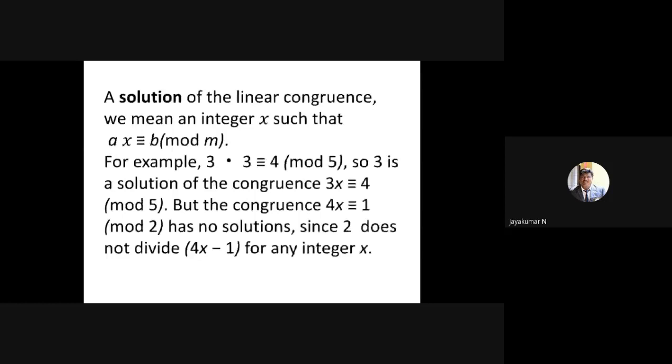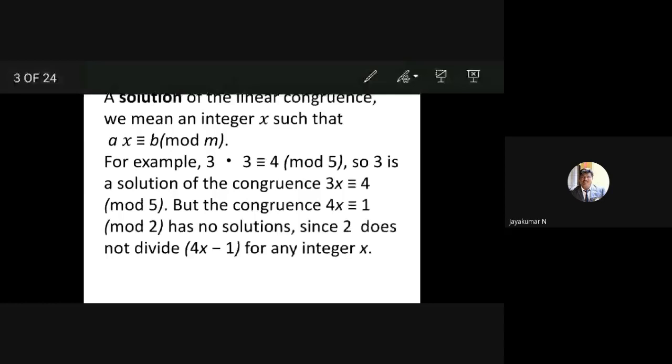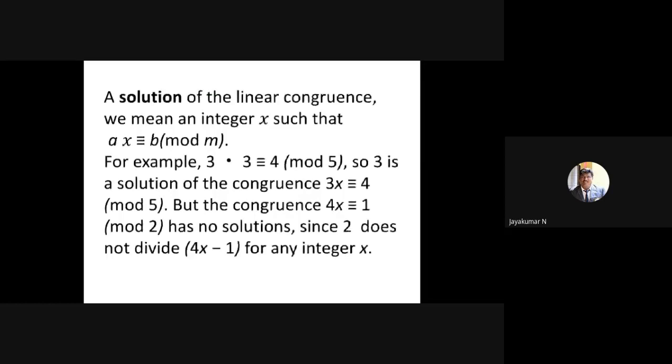Congruence ax congruent to b mod m. For example, 3 into 3 is congruent to 4 mod 5. Actually, x equals 3 is the solution for the linear congruence 3x congruent to 4 mod 5. When you put x equal to 3, 3 threes are 9. Then 9 subtracted by 4 is 5. So 5 can be divided by the modulus 5. So 3x congruent to 4 mod 5 has the solution 3.